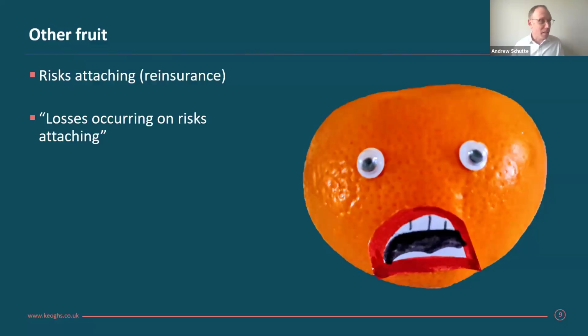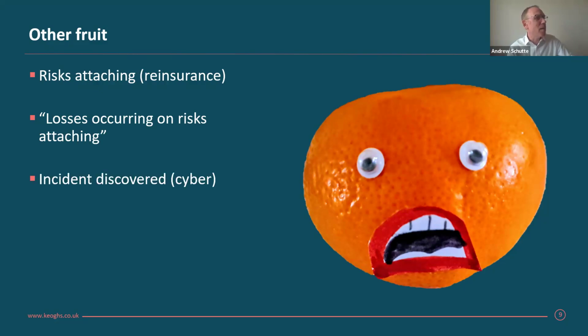Yeah, I don't like so much "losses occurring on risks attaching" if it appears in that form. You see that in reinsurance. Don't love that one. Losses occurring during the policy period on risks attaching during the policy period? Question mark? Or is it losses occurring just on the risks that attach during the policy period? Anyway, we could go down a rabbit hole there. So I don't love that one.